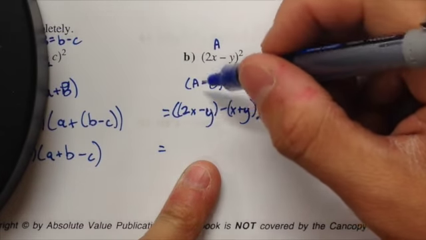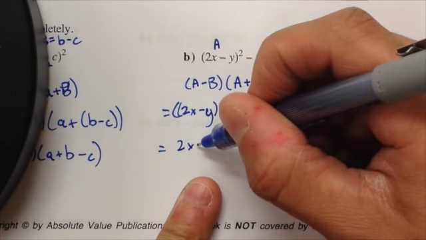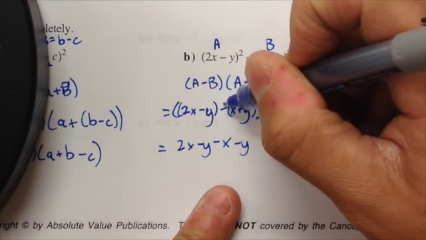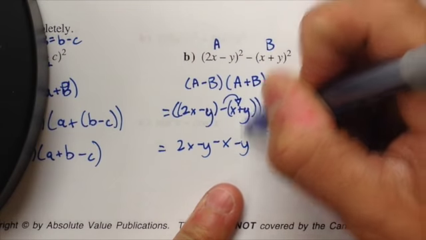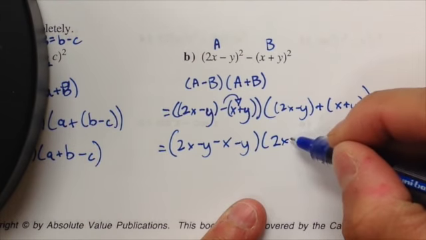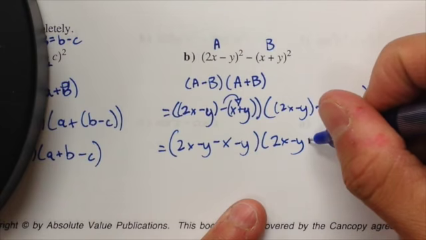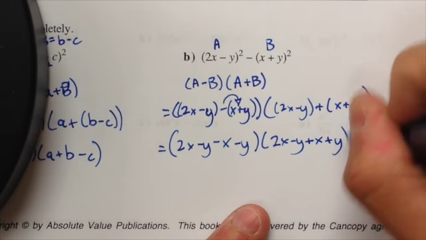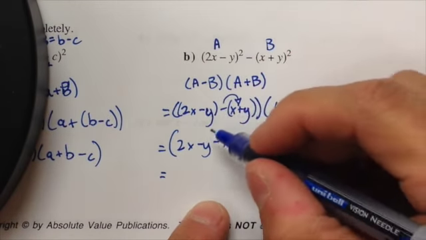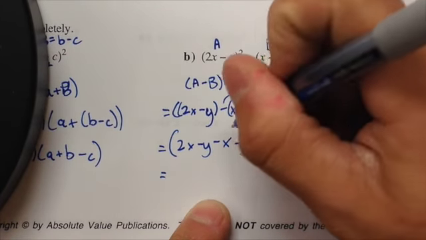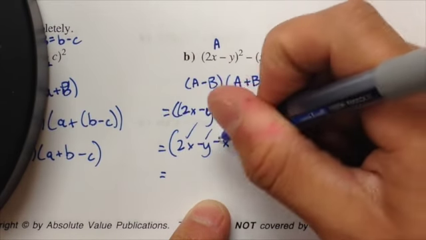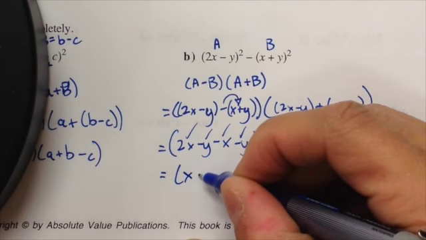Now, if I get rid of these brackets, that's going to become 2x minus y minus x minus y. This negative will make this into a negative. Okay, and then we're going to multiply that by, if I get rid of these brackets, 2x minus y plus x plus y. And we can simplify that even further by adding together my like terms. All right, so I have a negative y and a negative y, and I have 2x and a negative x. So then I'll be left with x minus 2y.